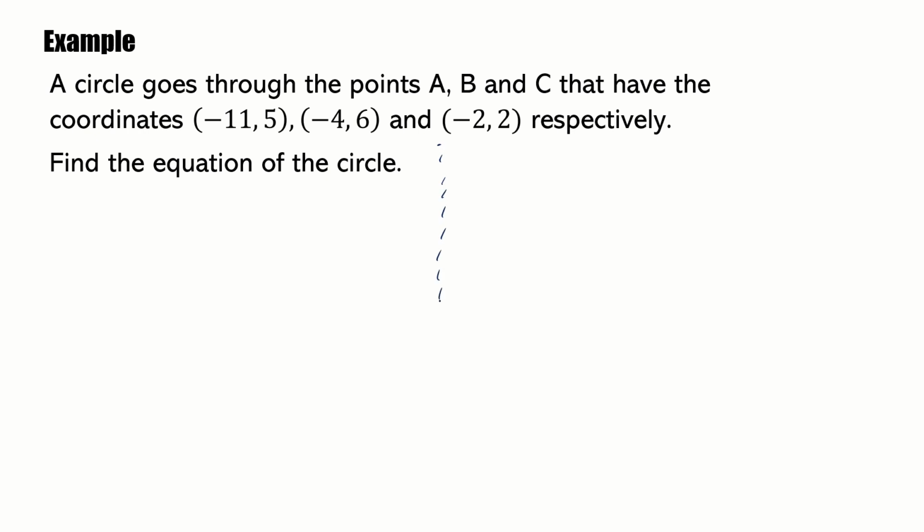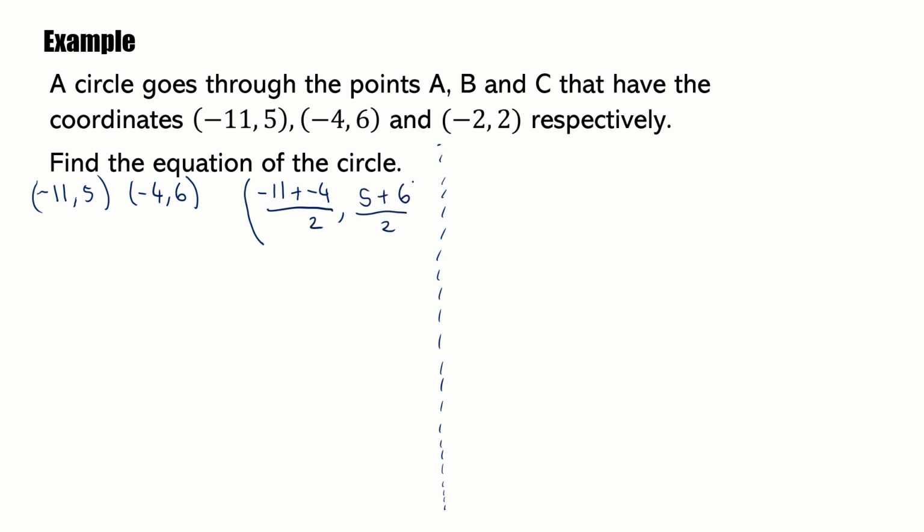I'm going to split the page into 2 to give me a bit more room to work with. And so we've got to pick any 2 of the points and start finding the perpendicular bisector for those 2 points. So I'm going to start by choosing minus 11, 5 with minus 4, 6. And then we could start by finding the midpoint, and the midpoint wouldn't be the nicest numbers in the world, but that's okay. We've got a calculator to bail us out if we don't want to be doing the mental maths. And that will be minus 15 over 2 and 11 over 2. Nice.